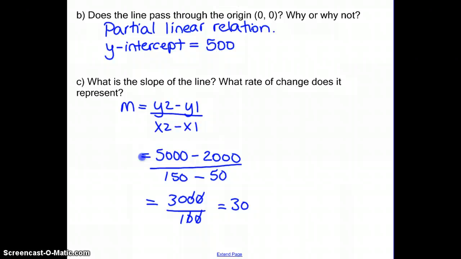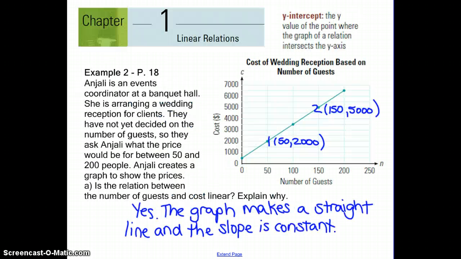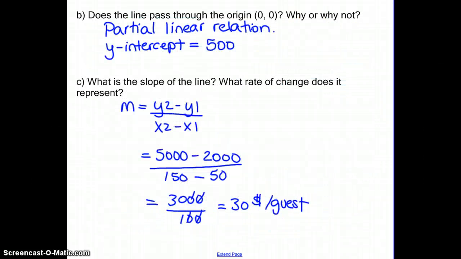And what does that stand for? That stands for dollars per guest, because the value of y is in dollars and the value of x is guests. So dollars per guest is your rise over your run.